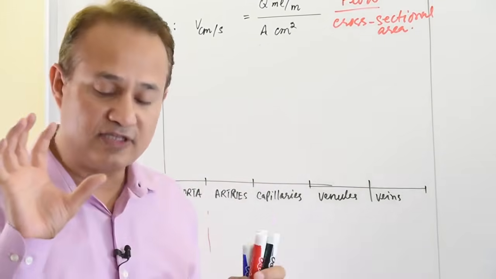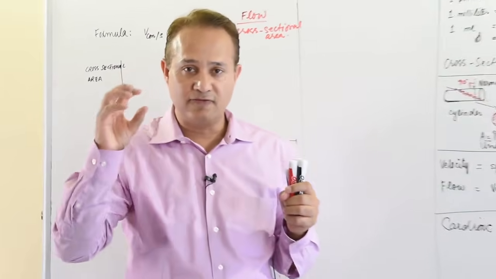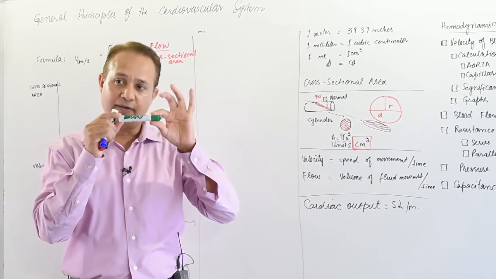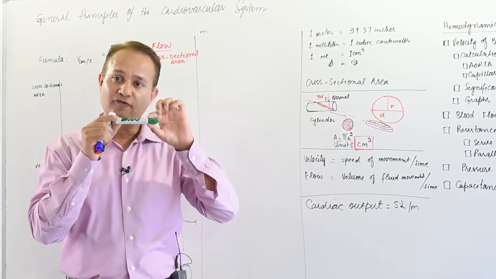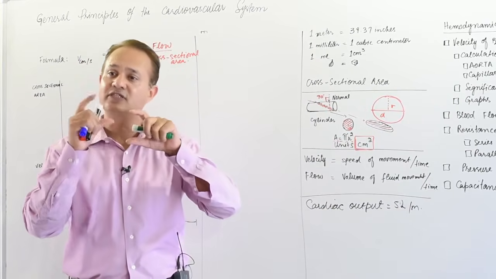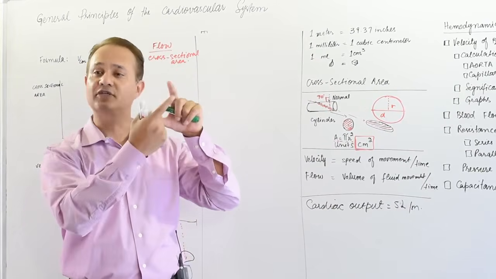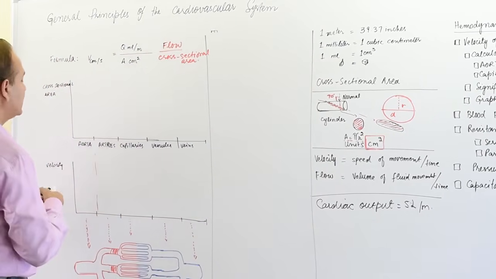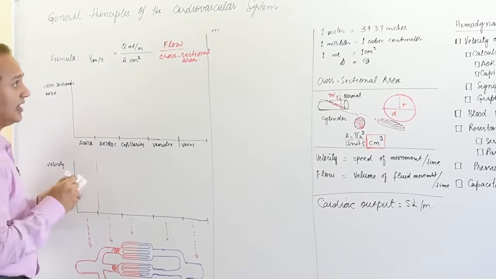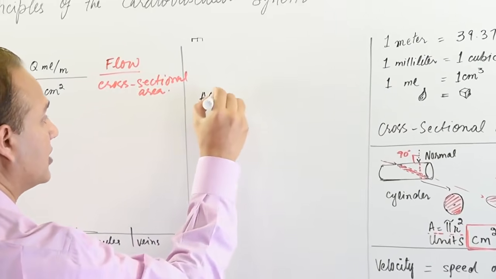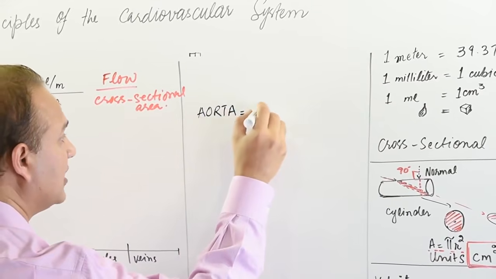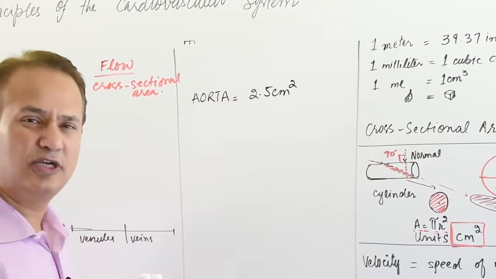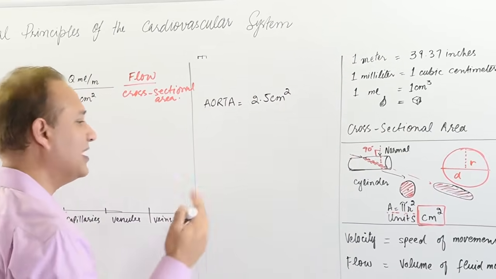What we mean is if we have the same volume of the fluid, then if you put it in a smaller diameter blood vessel, then the flow should be different than if you put the same fluid into a larger diameter. So that is the inverse relationship there. So let's start with the aorta. The aorta has cross-sectional area of about 2.5 centimeters square. It is actually 2.7-ish centimeters square. I made it easy for myself.